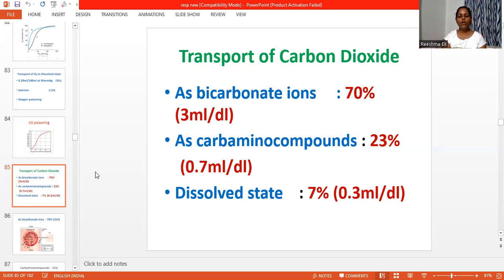Then the third one is only 7%, that is like oxygen in dissolved state, otherwise called physical solution. Carbon dioxide dissolved in the plasma of the blood is then transported towards tissues.